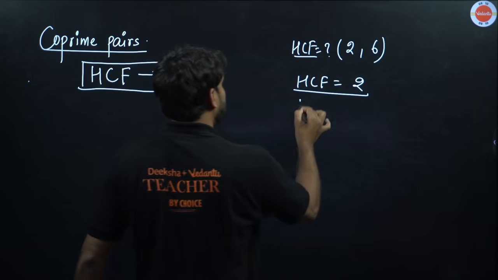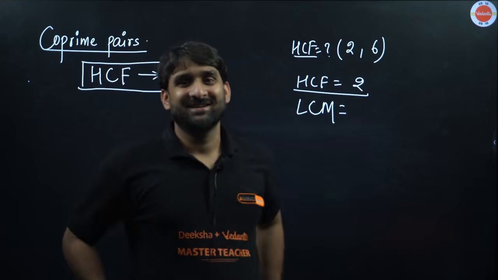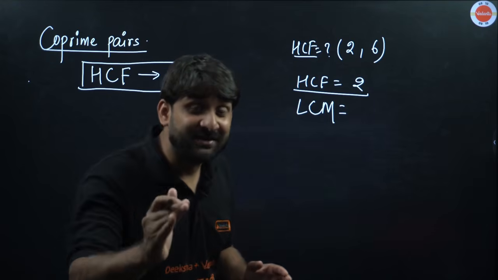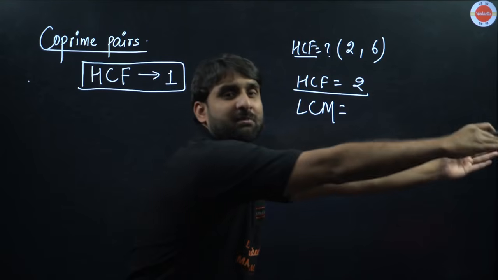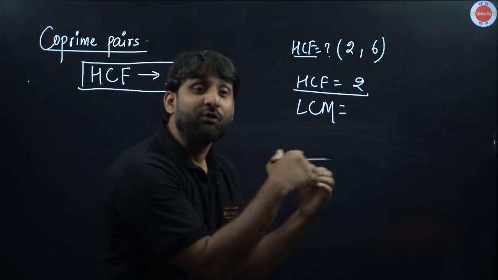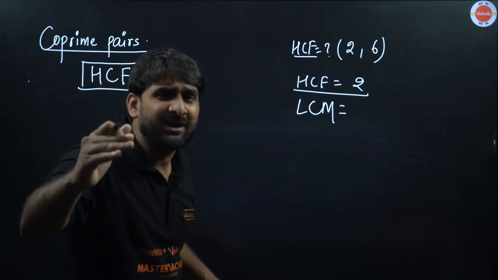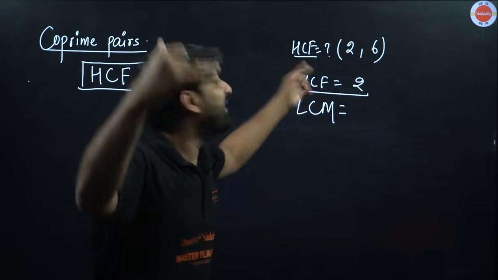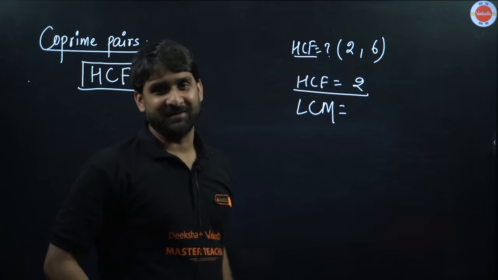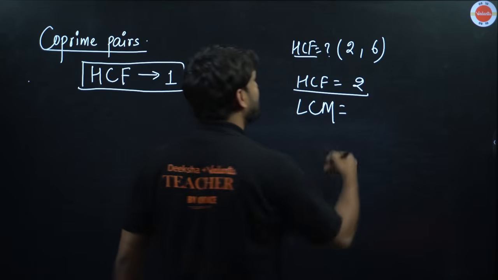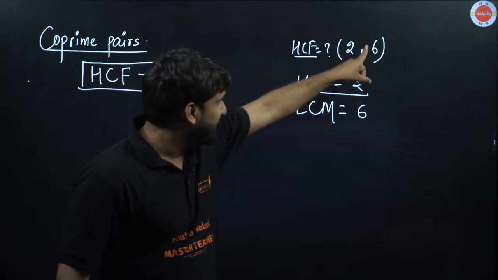Now come to LCM. LCM is called lowest common multiple. Look at the difference. First, understand the concept of HCF and LCM. HCF is the number which can divide the numbers, and LCM is the number which can be divided by these two numbers. Did you understand what I said here? The number which can divide the given numbers is called HCF, and the lowest number which can be divided by these two numbers is the LCM. So the lowest number I think will be 6. 6 can be divided by 2 and 6 can be divided by 6 also.